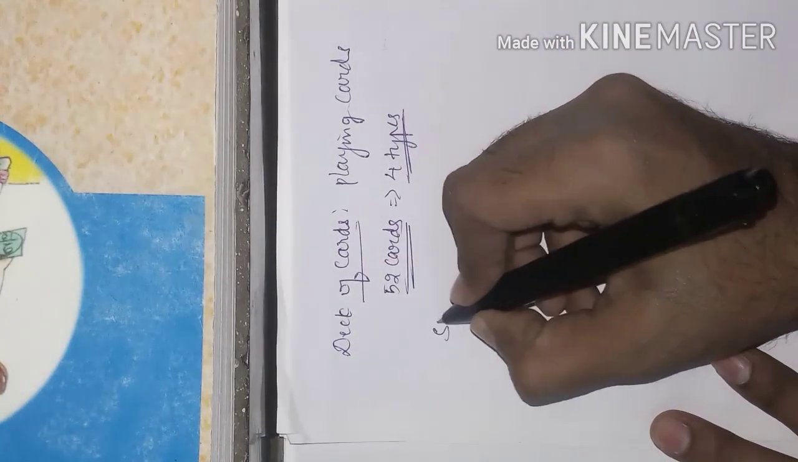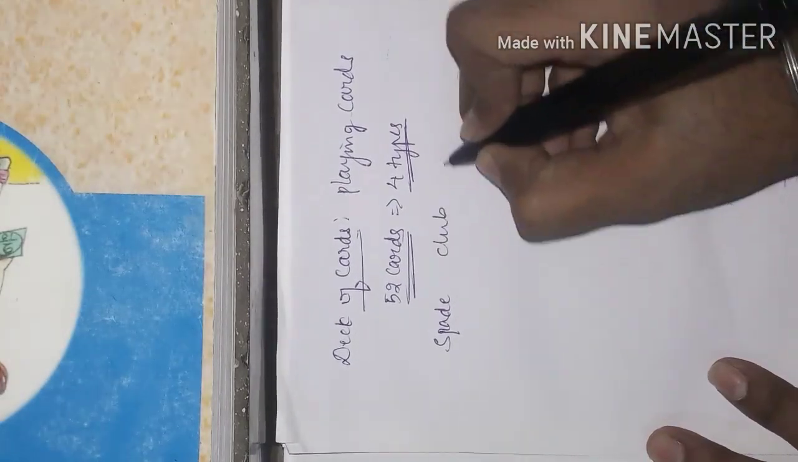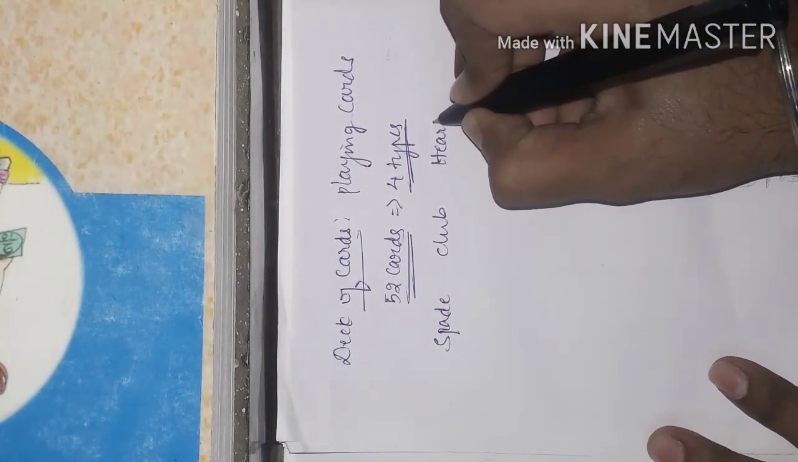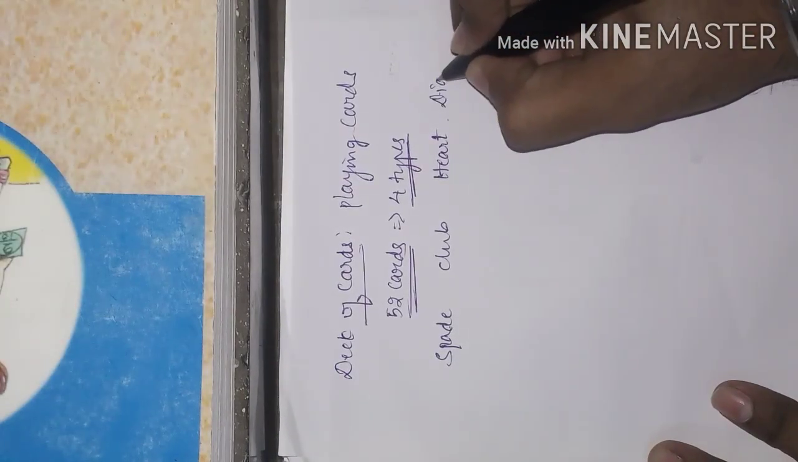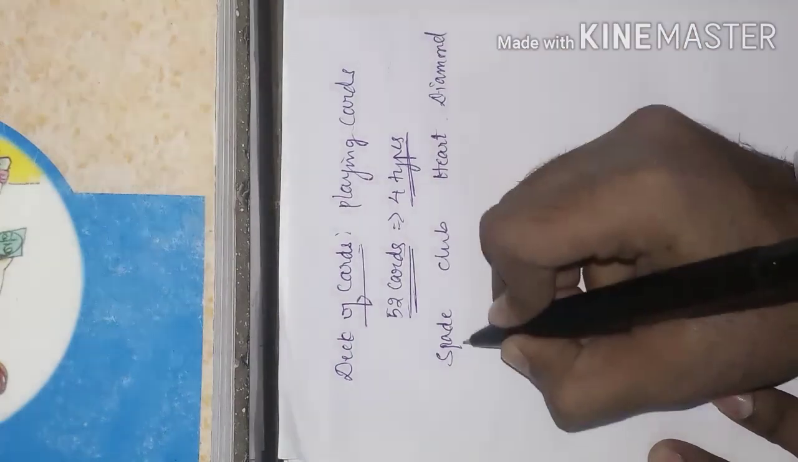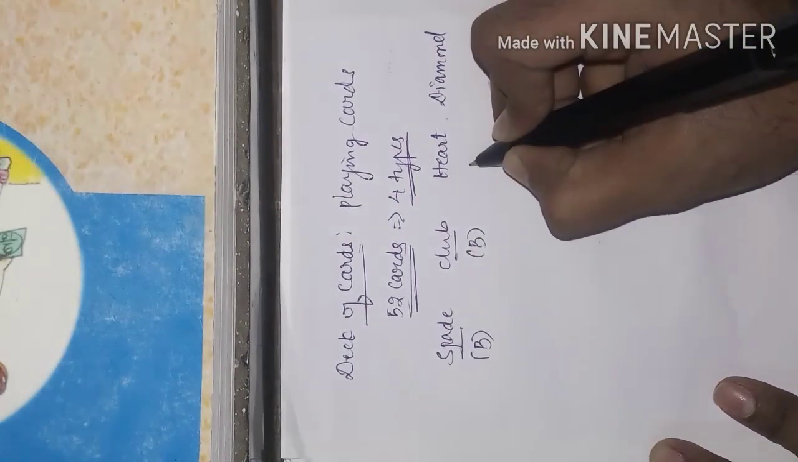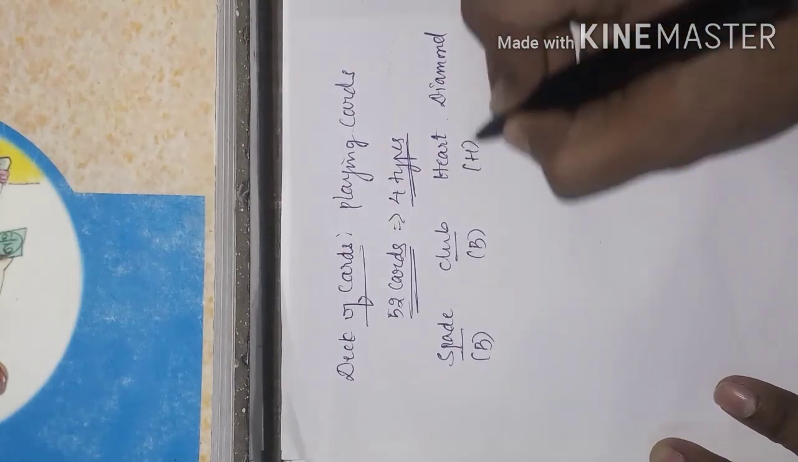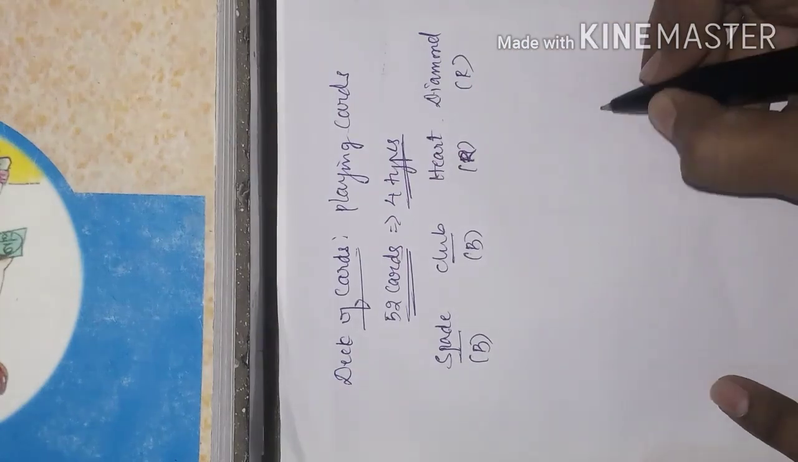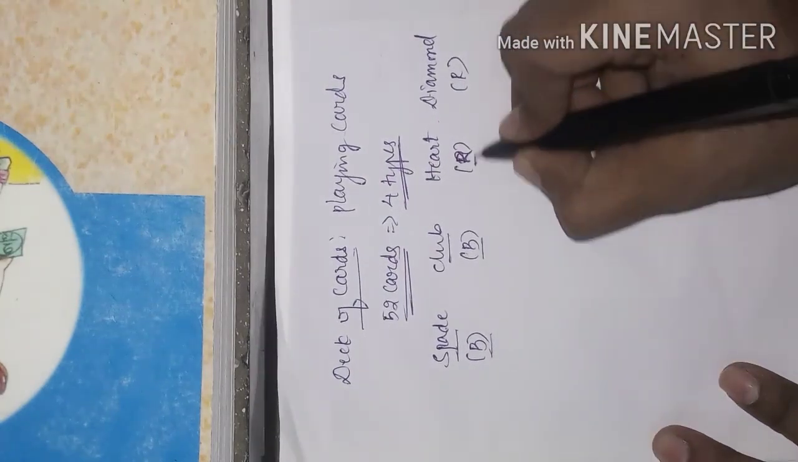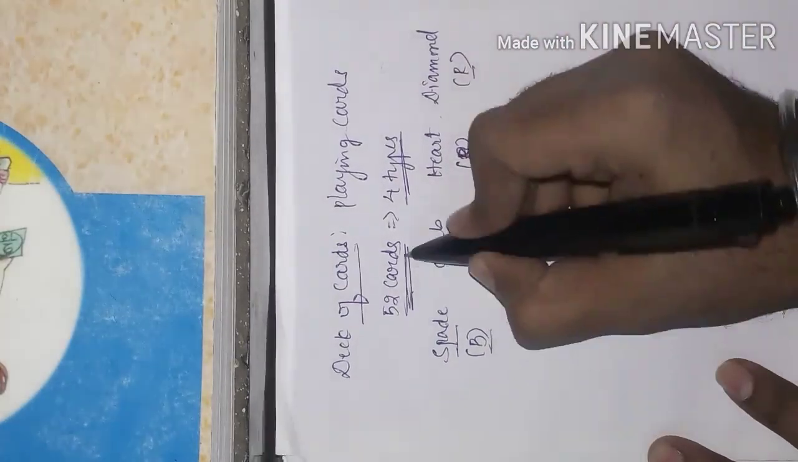So we'll go with that: spade, club, heart and diamond. Spade and club are black in color, heart and diamond are red in color. So these two are black in color and heart and diamond are red in color. So totally it consists of 52 cards.